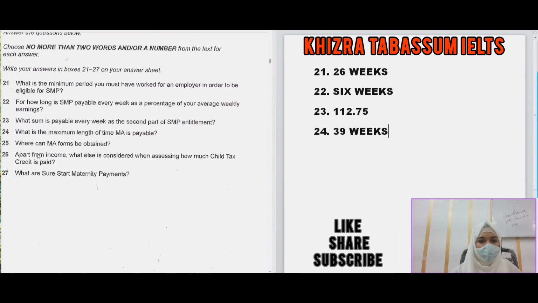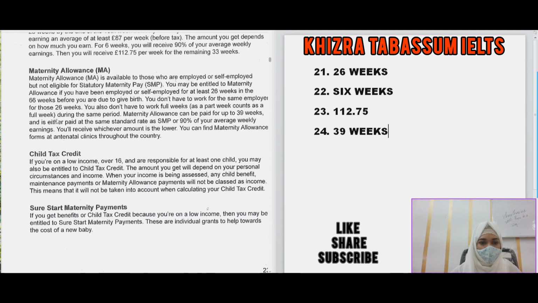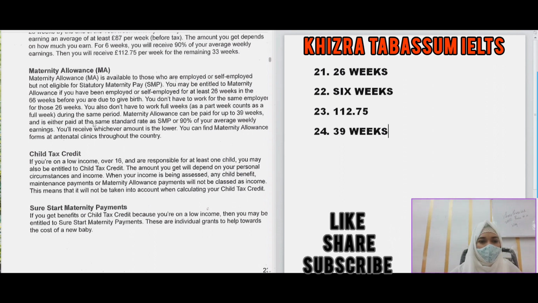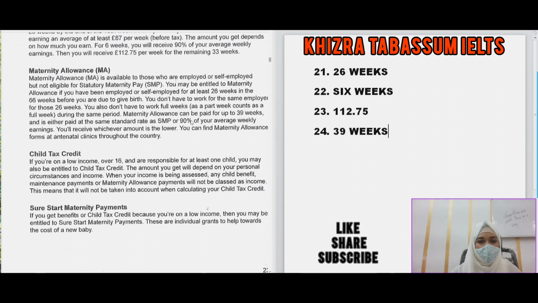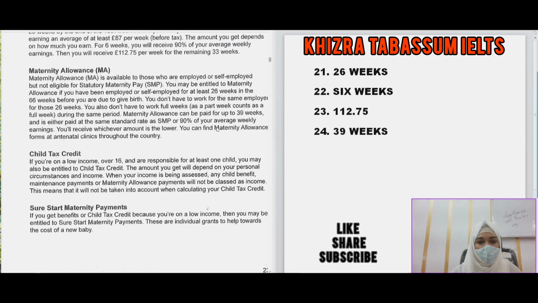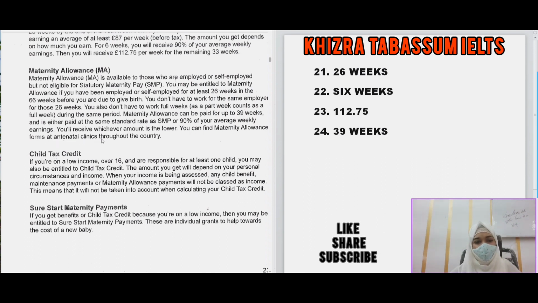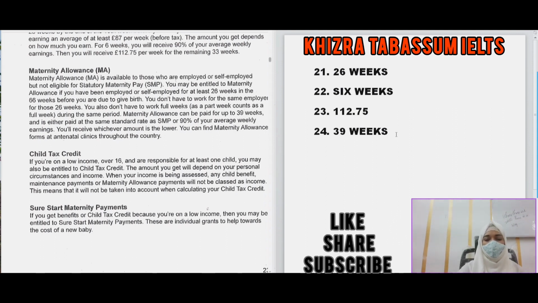Apart from, where can MA forms be obtained? MA forms. Okay, 29 we got here, right? And it is paid at either the same standard rate as SMP or 90% of average weekly earnings. You will receive whichever amount is lower. Okay. You can find maternity allowance forms at antenatal clinics throughout the country. So where can we find the forms?